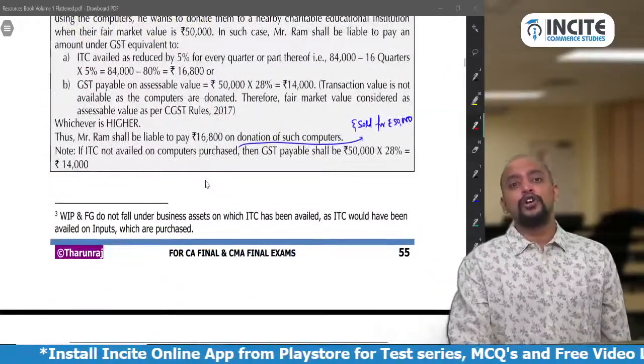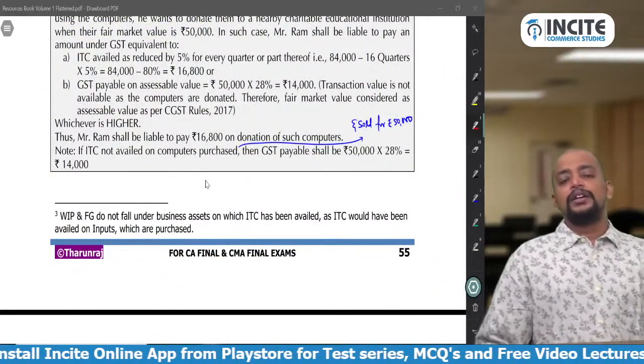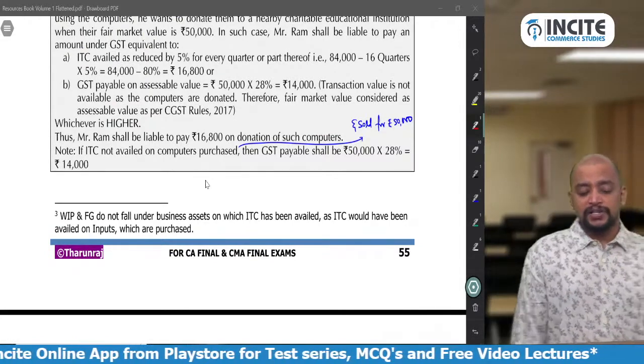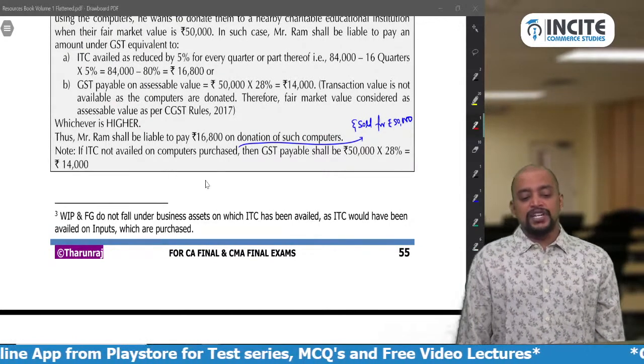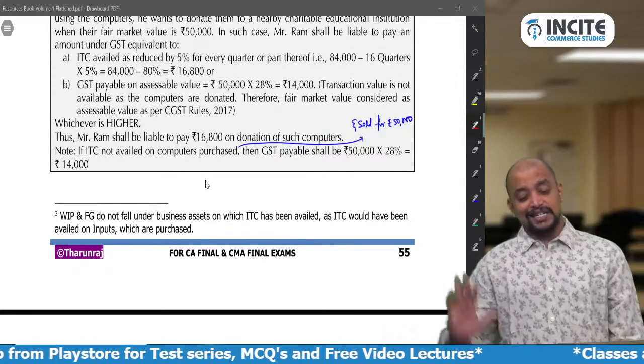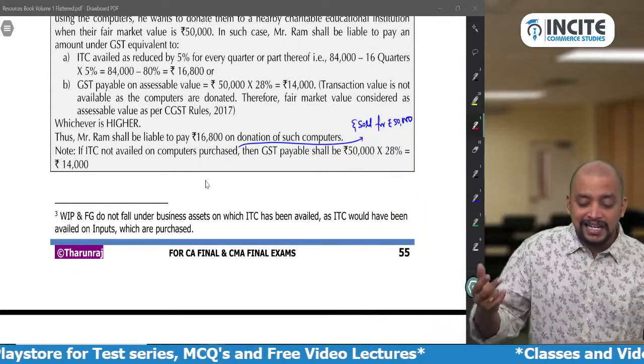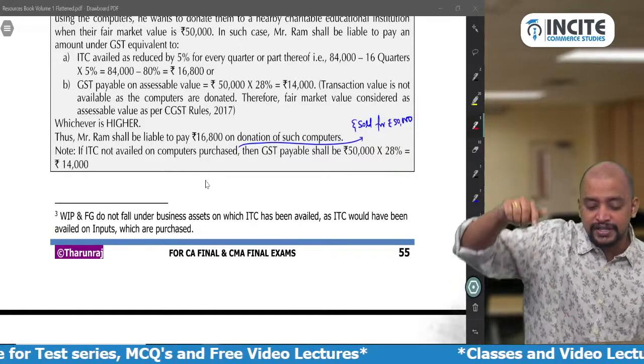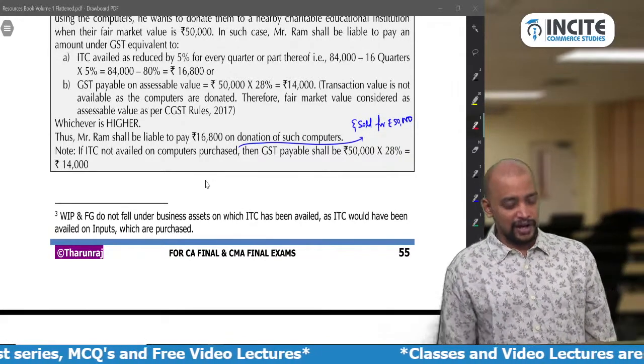Look into the footnote in this page. WIP and FG do not fall under business asset on which ITC availed, as ITC would have been availed on inputs which were purchased. Okay.